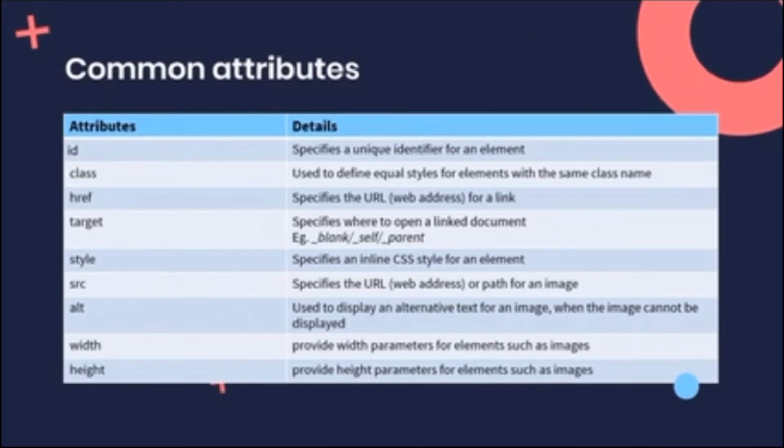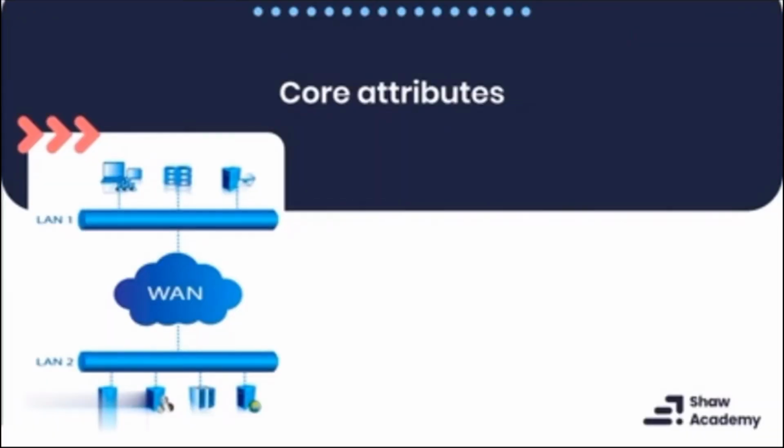And then we have the source attribute, which is just a path to some sort of image in a website or a video or an audio file. We also have the alt, which displays alternate text if a media file can't be loaded. And then also we can set the width and the height of certain multimedia files such as images as well as videos.